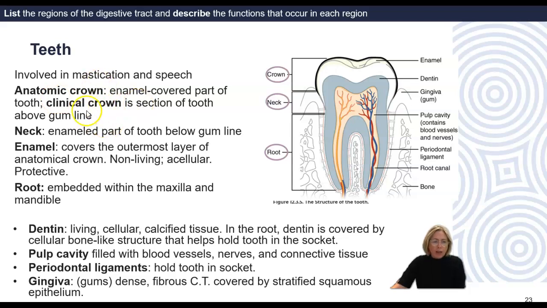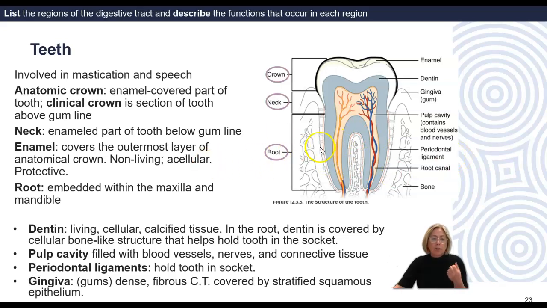Just very briefly, everybody, in terms of the different anatomy of the tooth, we have the anatomic crown. This is the enamel covered part of the tooth. The clinical crown is the section of the tooth above the gum line, and the neck is the part of the tooth below the gum line. Enamel itself, as you can see there, covers the outermost layer of the anatomical crown. It's a non-living substance, so we say that it's acellular, and it protects the tooth.